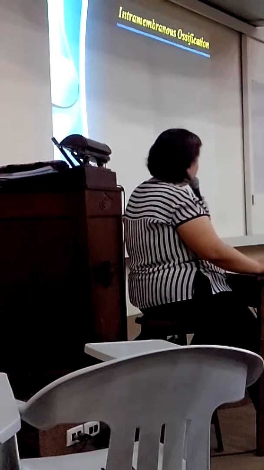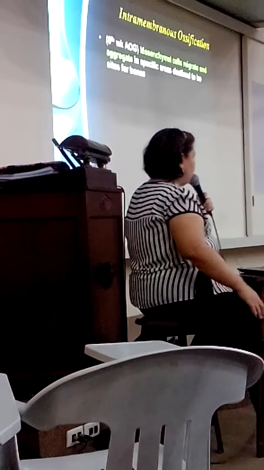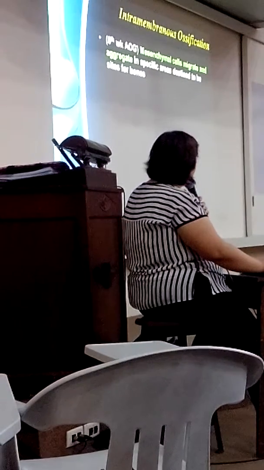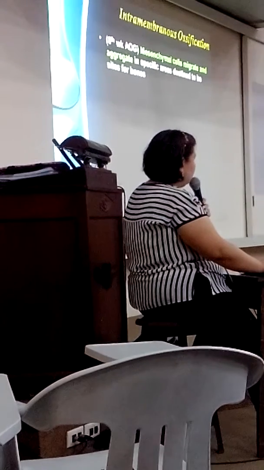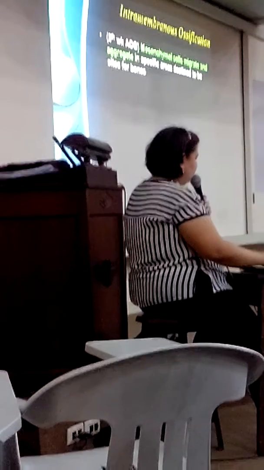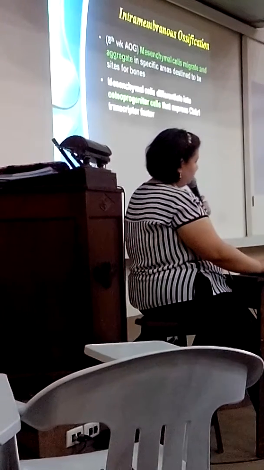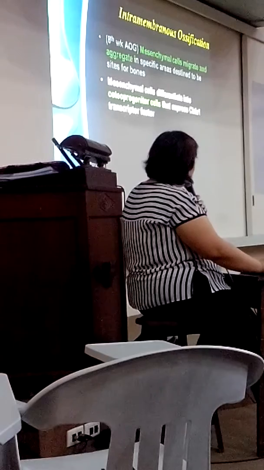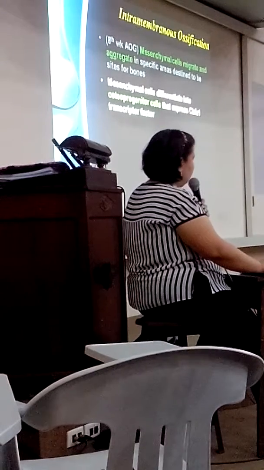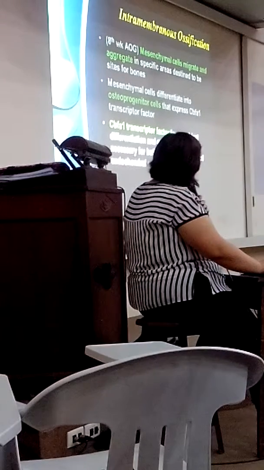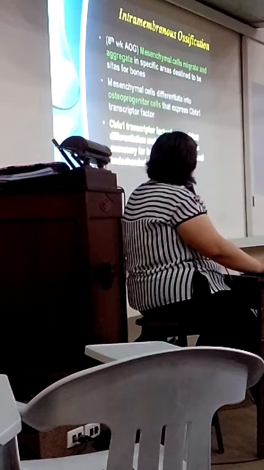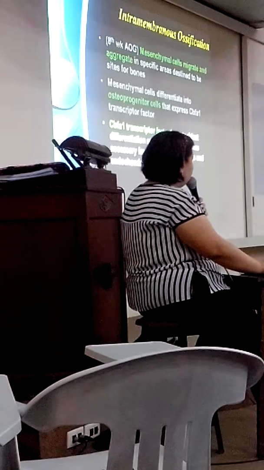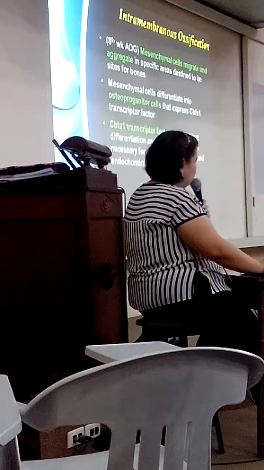So let's discuss first intramembranous ossification. So what happens at around 8 weeks age of gestation? So we mentioned that mesenchymal cells would migrate and aggregate into the areas destined to be the sites for the bone. So this is inside the developing fetus. The mesenchymal cells then will differentiate into osteoprogenitor cells that express CBFA1 transcription factor. So most likely that is important. So it's highlighted. It's for osteoblast differentiation and expression of genes necessary for both intramembranous and endochondral ossification. So it's not only for intramembranous ossification. You'd also encounter this in endochondral.